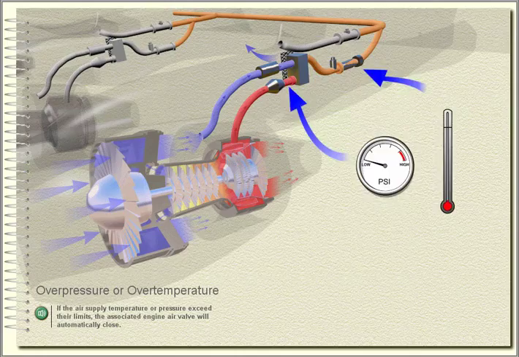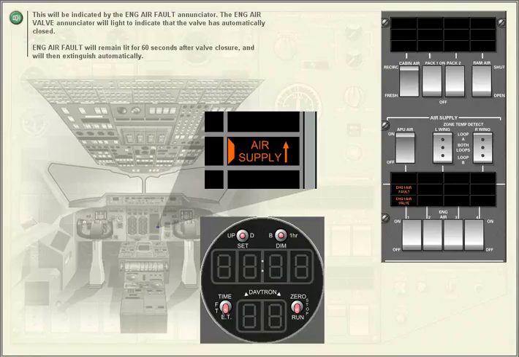Overpressure or overtemperature. If the air supply temperature or pressure exceed their limits, the associated engine air valve will automatically close. This will be indicated by the engine air fault annunciator. The engine air valve annunciator will light to indicate that the valve has closed. Engine air fault will remain lit for 60 seconds after valve closure and will then extinguish automatically.